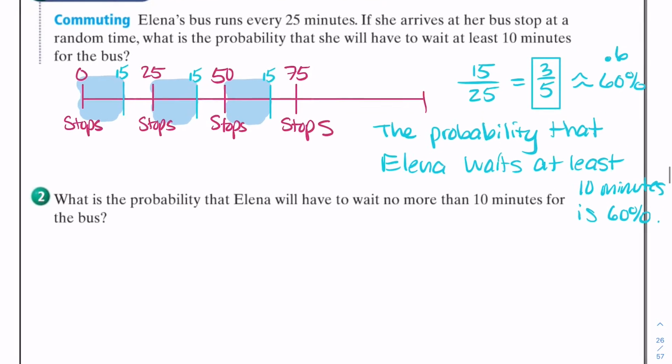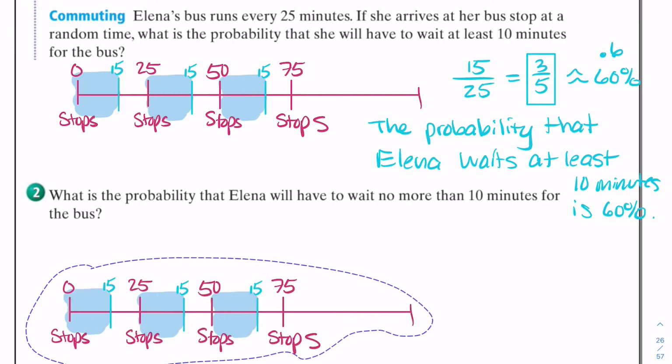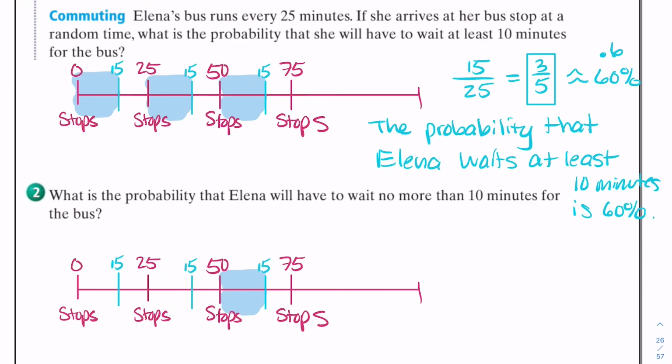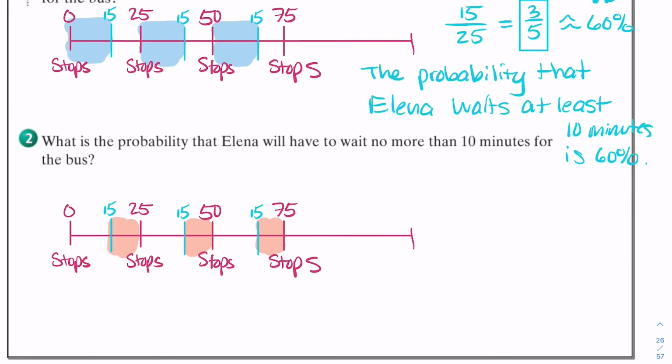All right. And so if that's the case, that she waits no more than 10 minutes, that's actually the reverse. So I'm literally just going to copy this over. I'm going to do the opposite. I'm actually going to shade this part. So it's a repeat process. What is the probability that Elena will have to wait no more than 10 minutes? That is, so it's 25. What we can do for this one, we can do 25 minus 15 over 25. And that's 10 over 25, which is 2/5 or 0.4 or 40%.